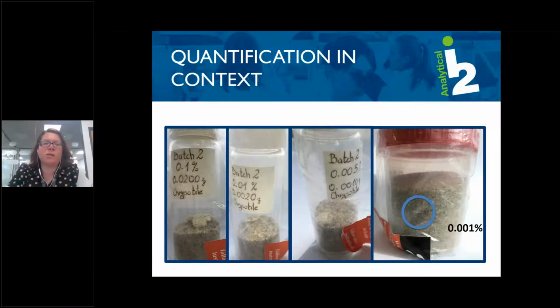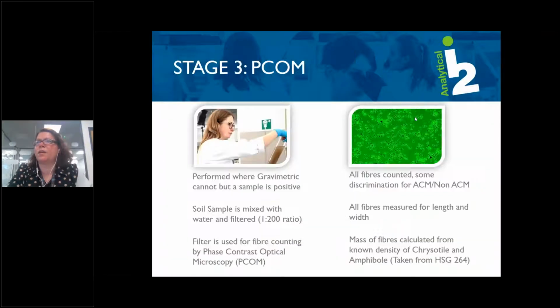Obviously, you're not always going to find asbestos nicely clumped together like that. Quite often it will be spread out, but it is actually visible to the naked eye at that concentration, something which people often sort of miss because it's microscopic, isn't it? So what do we do with stage 3?